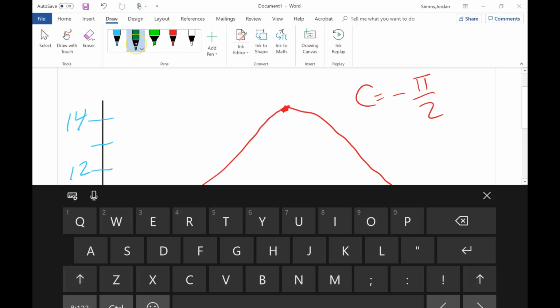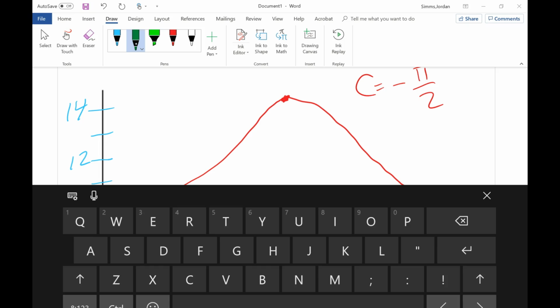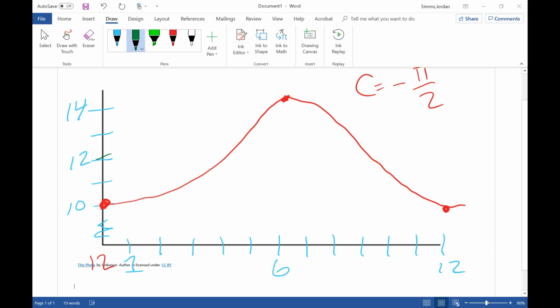And then again, as you quite rightly pointed out, the midpoint here is going to be 12, right? That's halfway between the max and the minimum. So basically that's your vertical shift. This whole graph is shifted up 12 units.